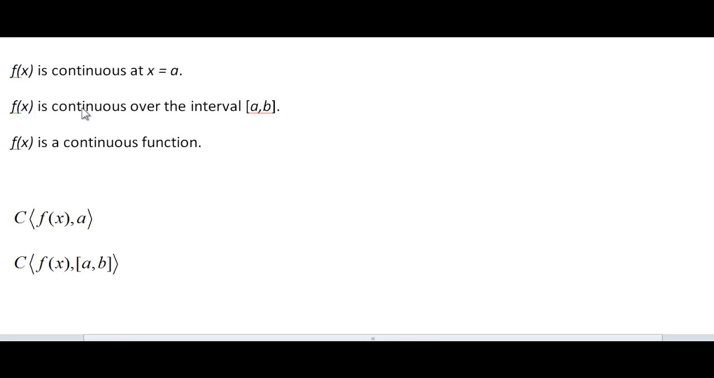The second line, f of x is continuous over the interval from a to b. This is the proposed notation. It asserts continuity of f of x over the interval a, b. Again, you may write the words or you may write the symbols when you're answering questions on tests that ask you to state continuity laws and that sort of thing. The last line, f of x is a continuous function, is asserted as continuity of f of x. You may use the words or you may use the symbols. It does not matter.